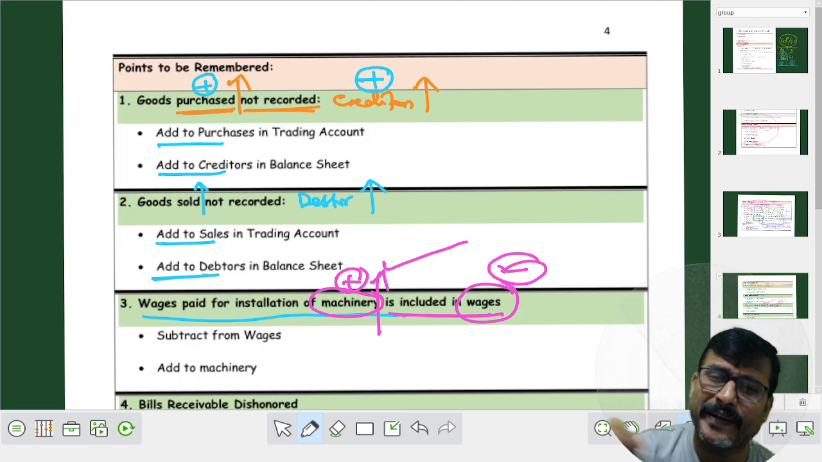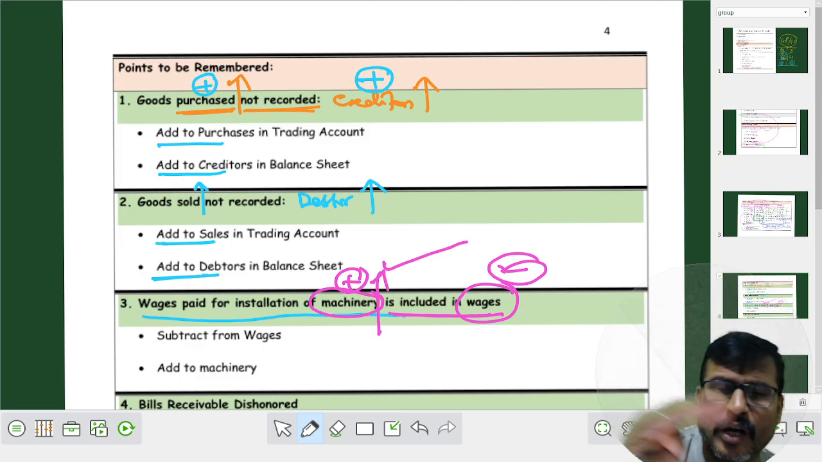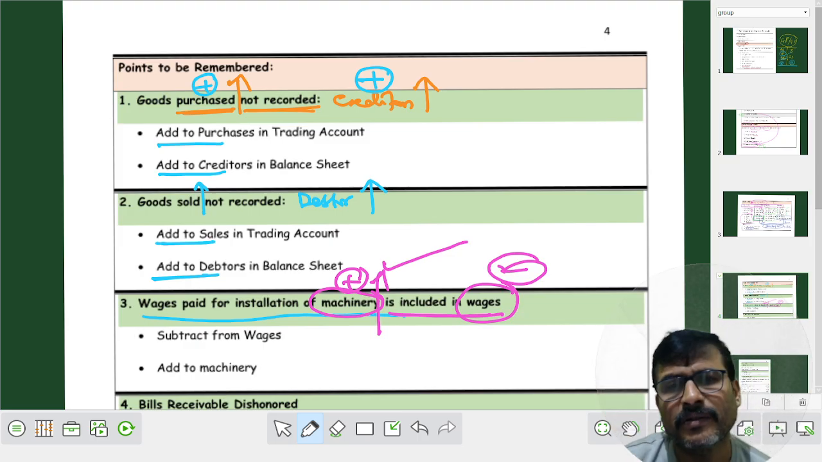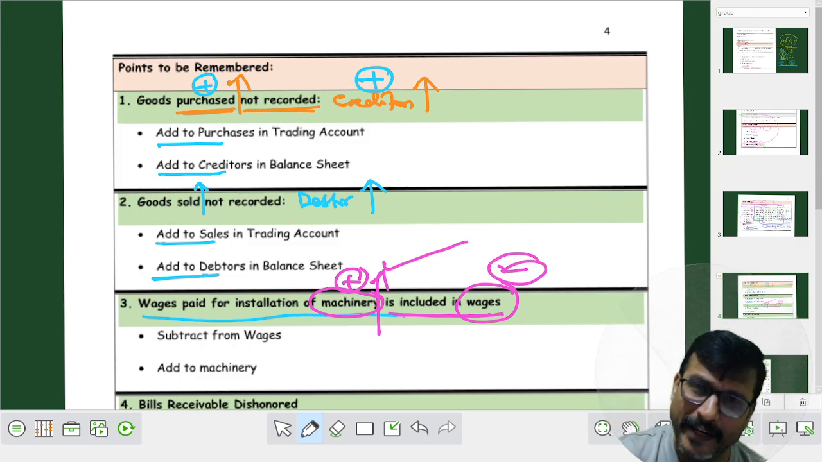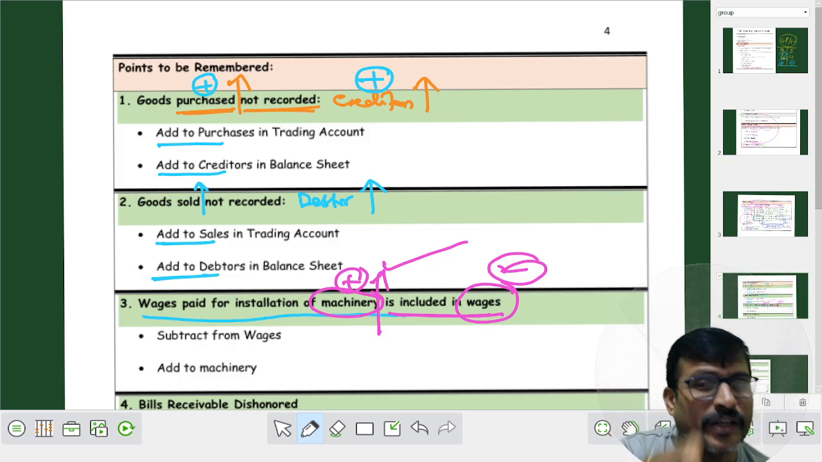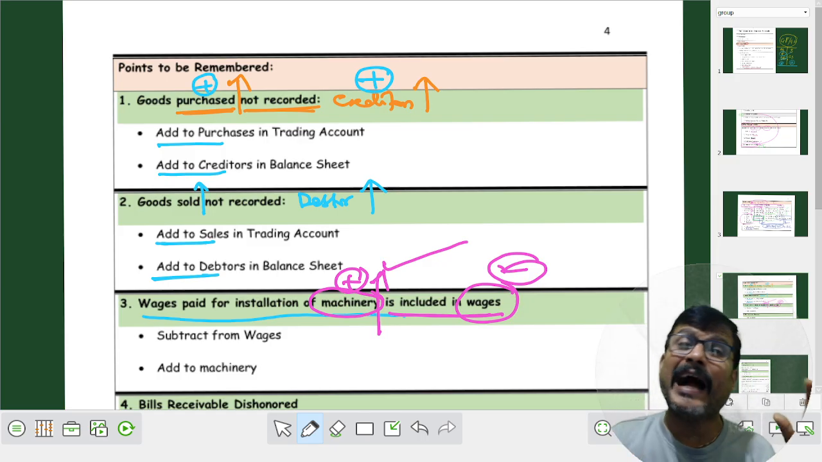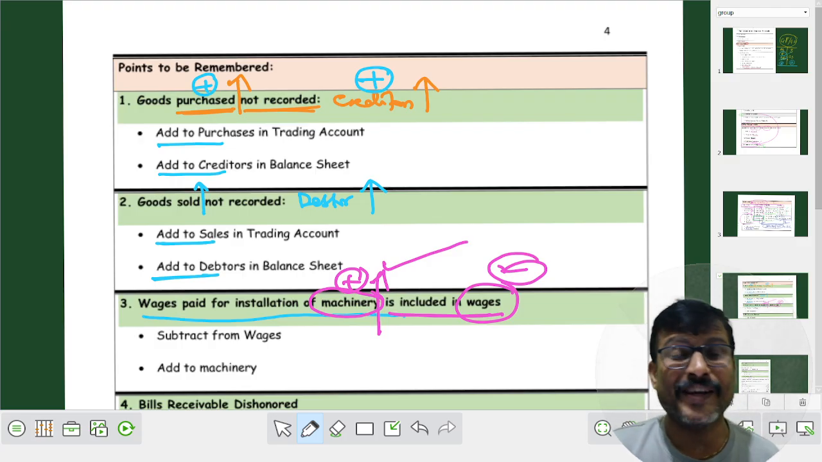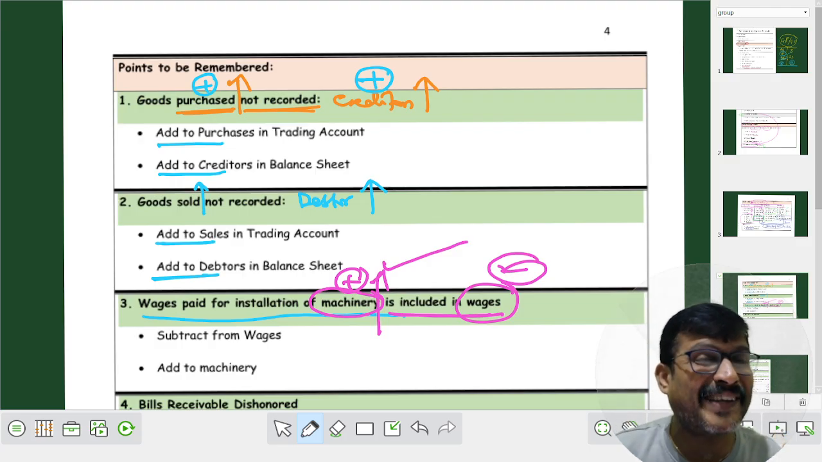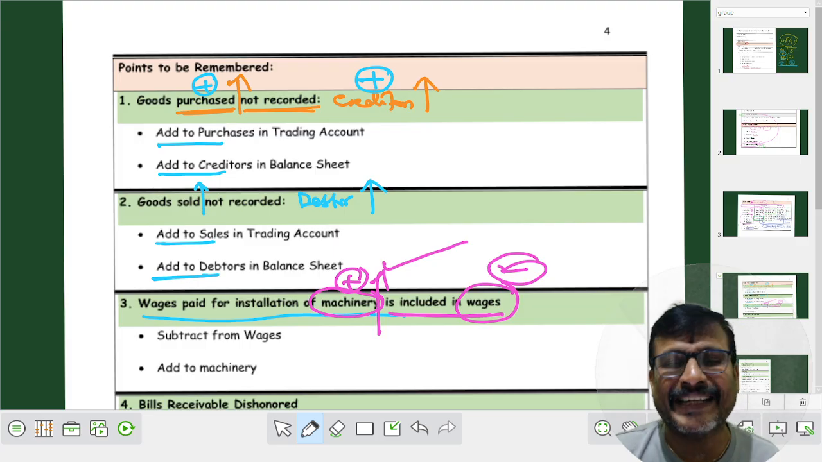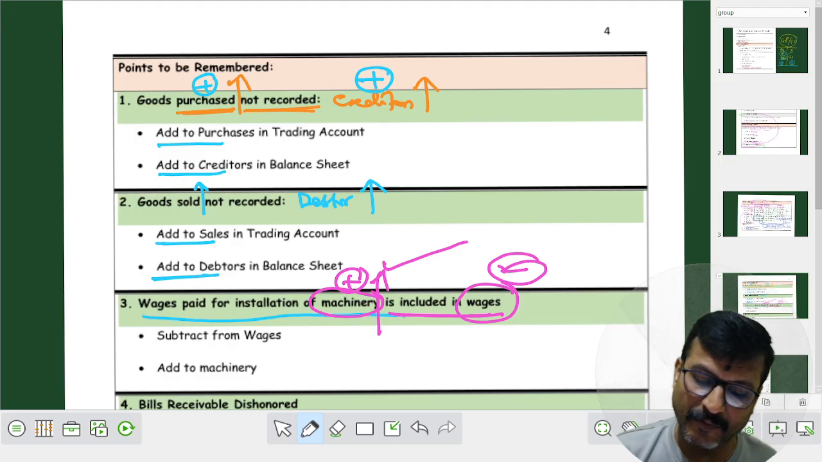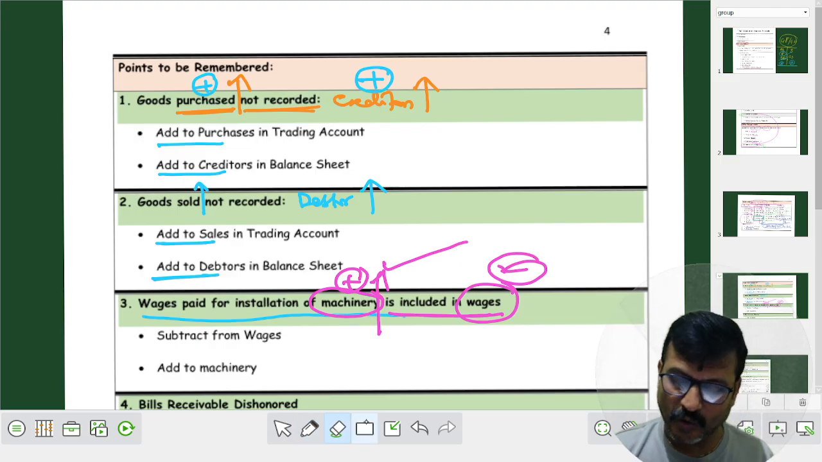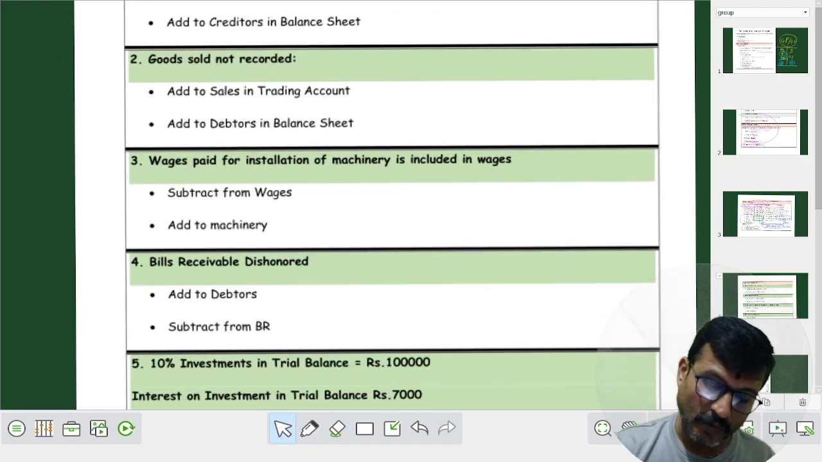This is all about your rectifying entry. Machinery account debit to wages account. Increase your machinery value because the wages are paid for installation of machinery. My dear children, installation of machinery is a capital expenditure. What expenditure is it? Capital expenditure that is to be added to the capital asset, that is machinery. Subtract from wages because it is wrongly included in wages. Shall we move on to the next one?